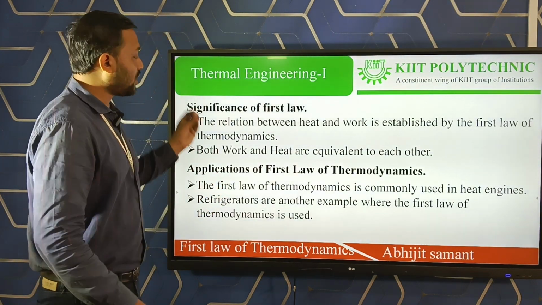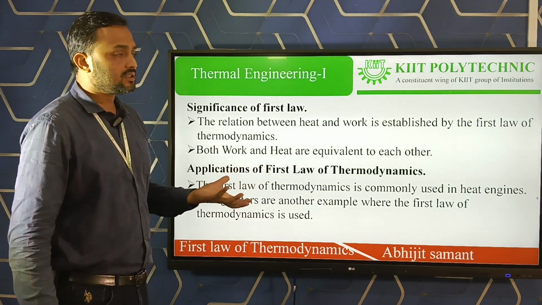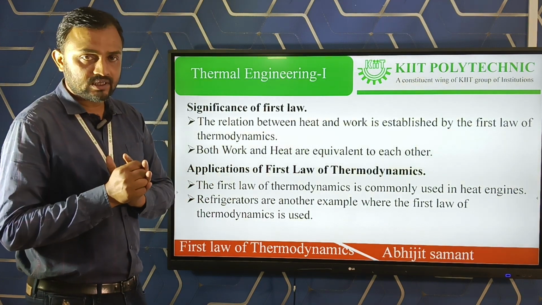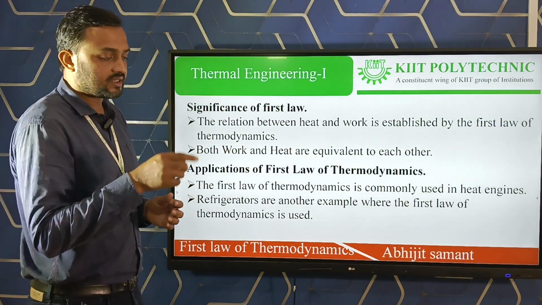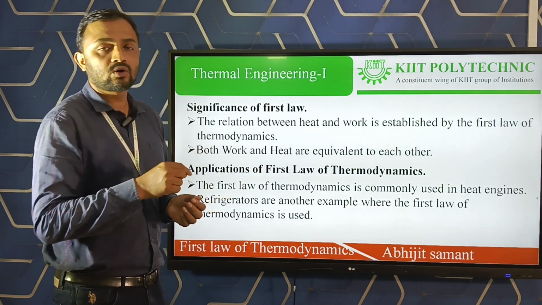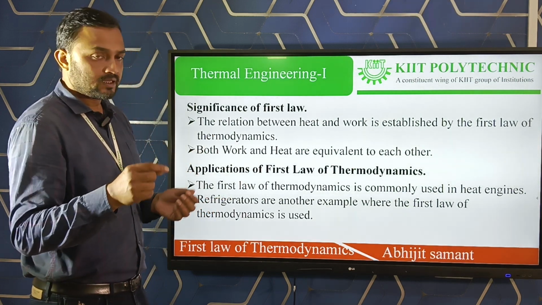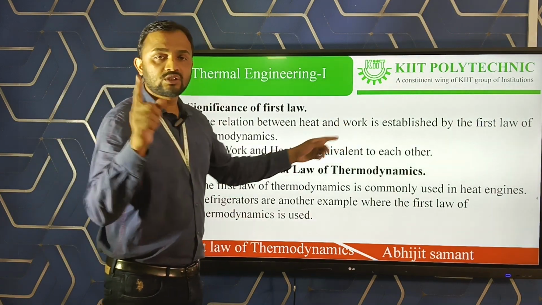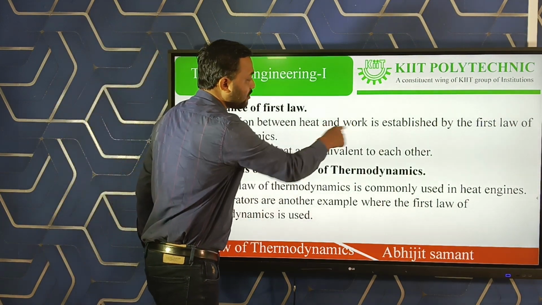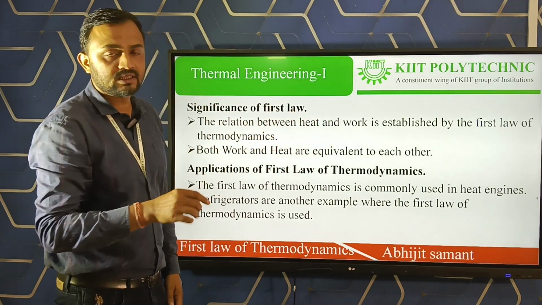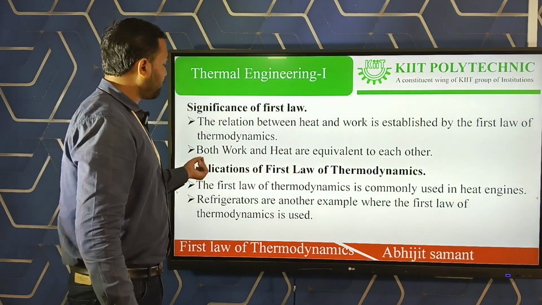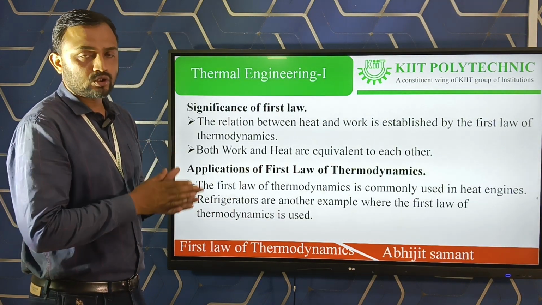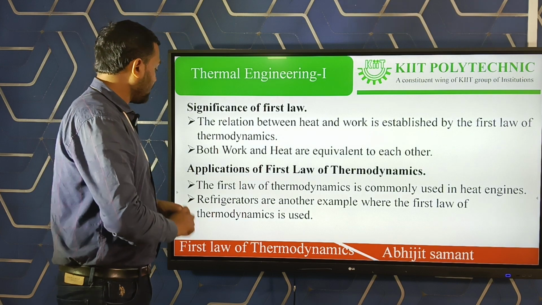Significance of first law. What is the significance of the first law? The relationship between heat and work is established by the first law, as we have seen in the previous slide, that Q is equal to delta U plus W. So Q is the heat supplied and W is the work done. That's why the heat and work relationship is established by the first law, and both work and heat are equivalent to each other. That also is told by the first law.